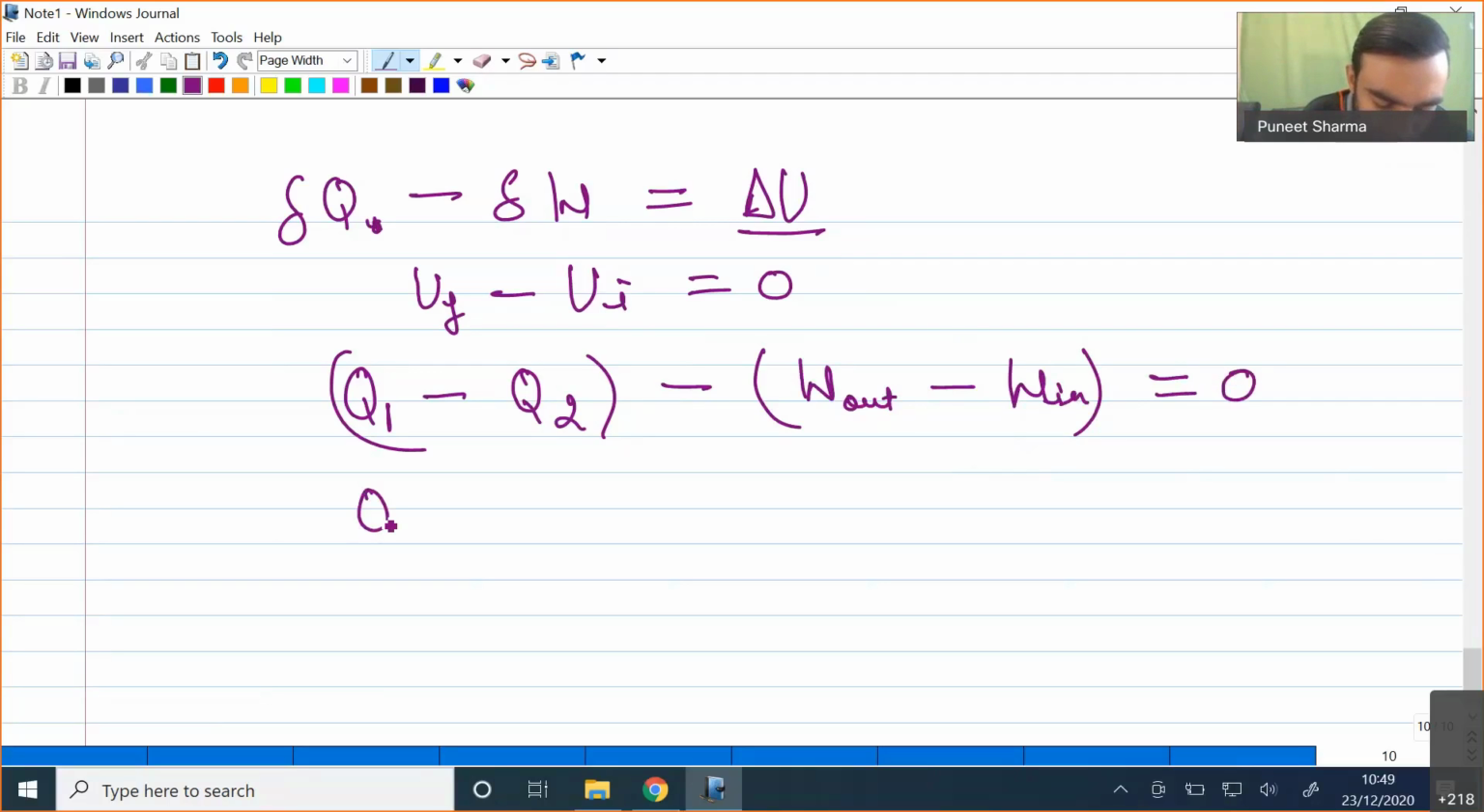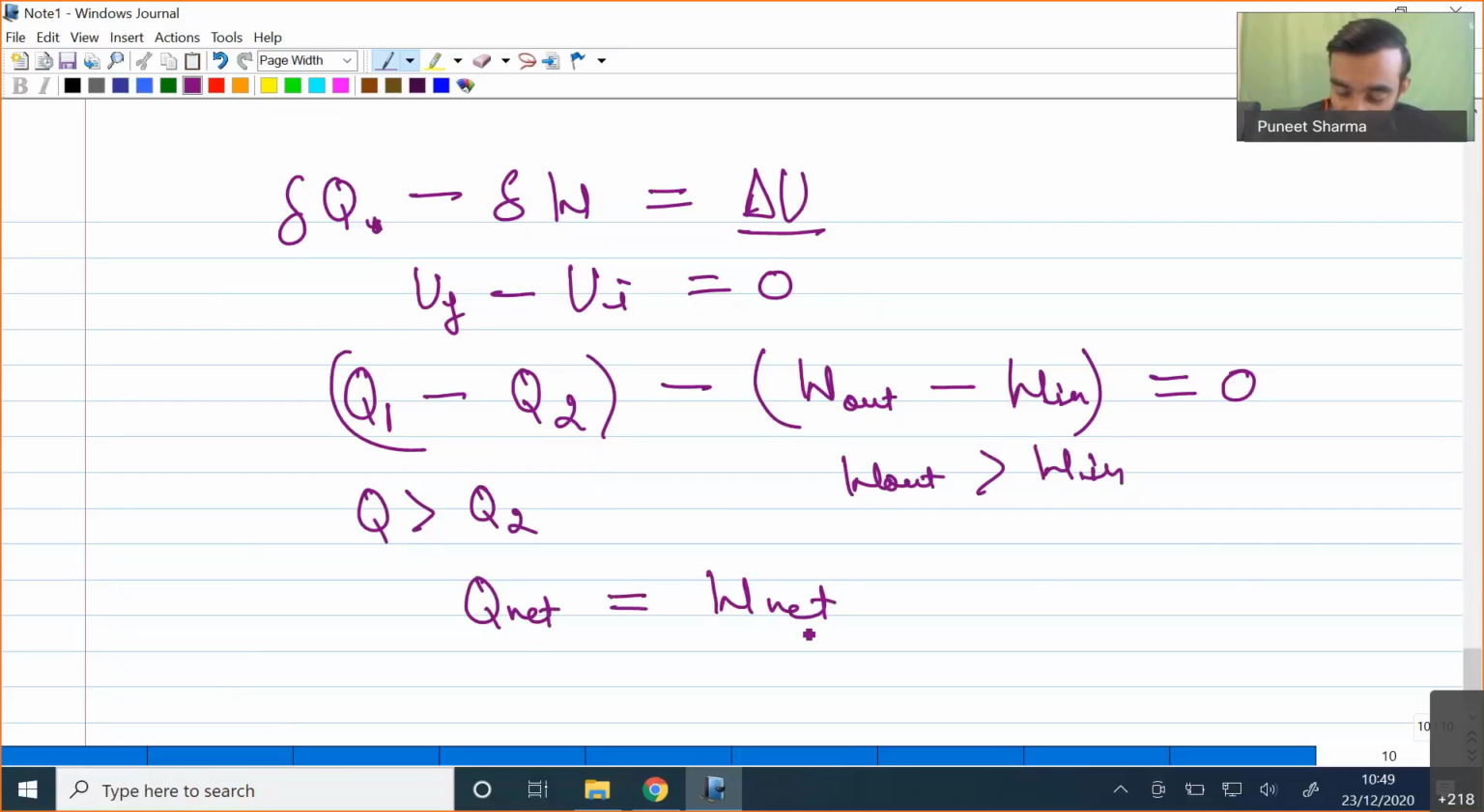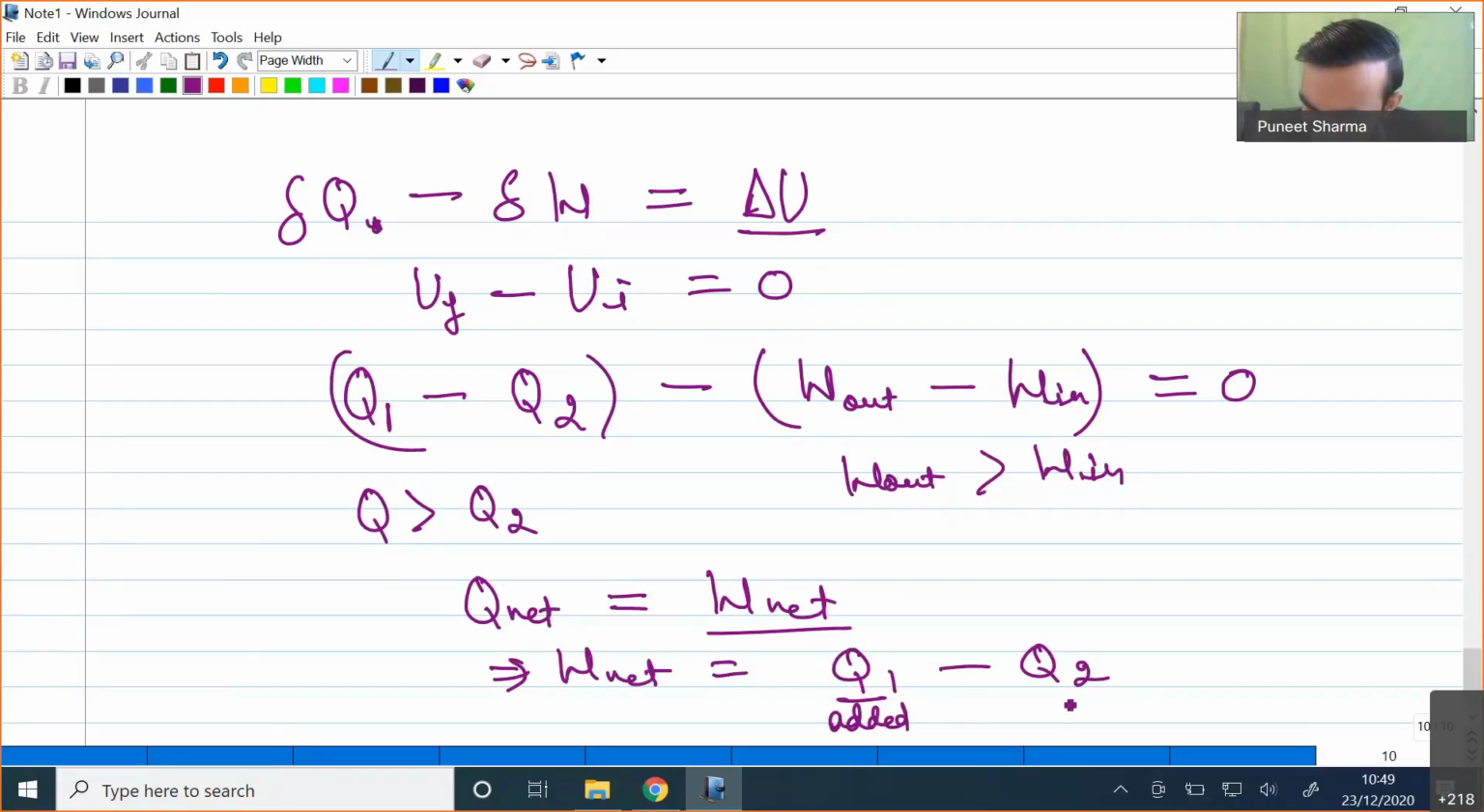Now we already know that our Q1 is greater than Q2 and W out is greater than W in in this particular case. So because of that, I can say that my net amount of heat transfer is nothing but equal to the net amount of work done. And now you can see clearly that the net amount of work done we are getting is nothing but equal to Q1 minus Q2, where Q1 is the amount of heat added to the system and Q2 is the amount which is rejected from the system.